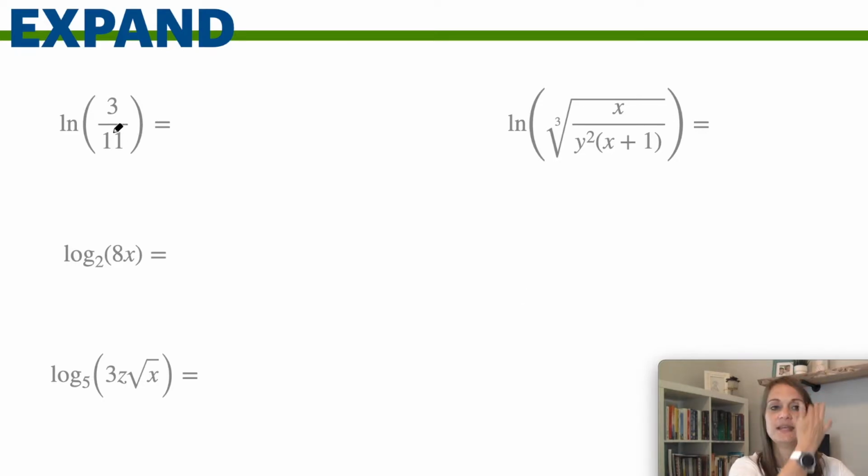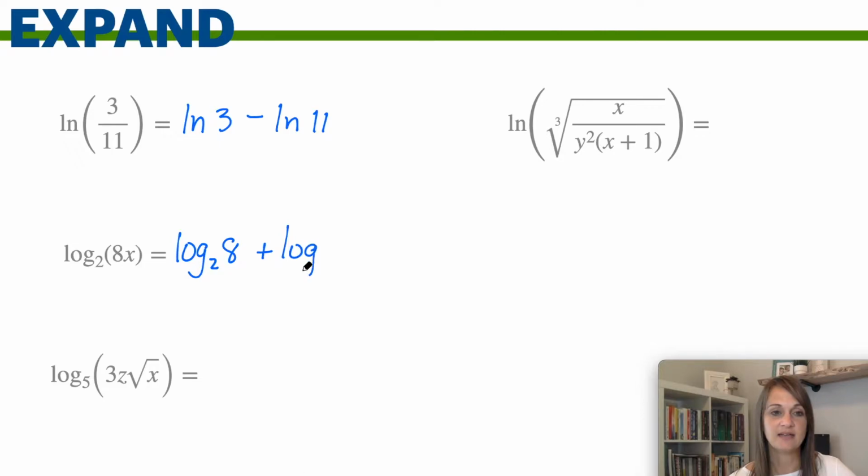So in order to expand this, we have two numbers that are divided, which means we can technically separate them into separate natural logs and subtract. In this case, the same thing. We have two functions that are multiplied together, so we can separate the functions and add them together. Now, in this case, we can even go further because log base 2 of 8 is the number 3, because 2 to the third power equals 8. So we technically could say that this is 3 plus log base 2 of x.